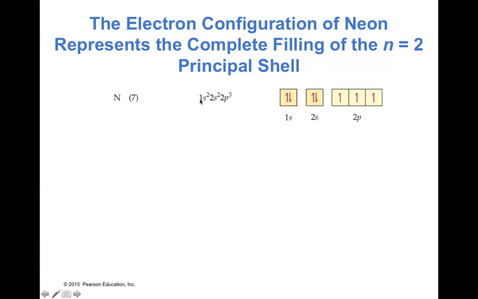So, for nitrogen, nitrogen has 7 electrons, okay? So that means that we have 1s2, 2s2, and we have 3 electrons left. So now we need to fill the next orbital. The next one will be the 2p, and remember that we have 3 of these p orbitals, so we can put 1 electron in each of them, and this will be the representation of the electronic configuration of nitrogen.